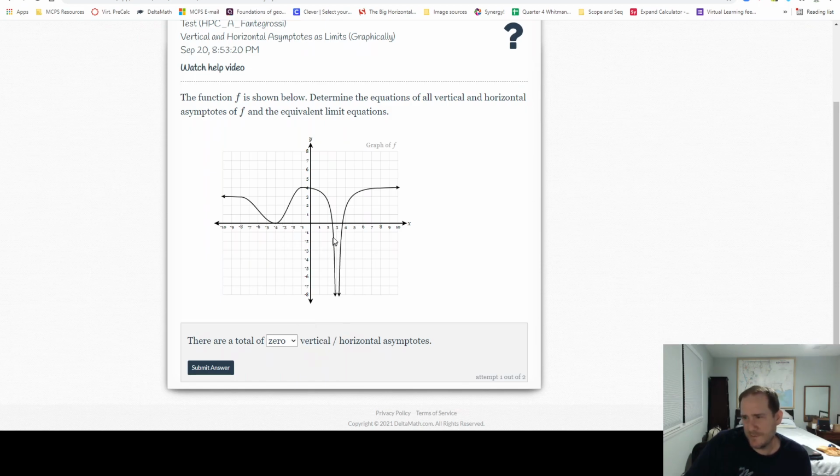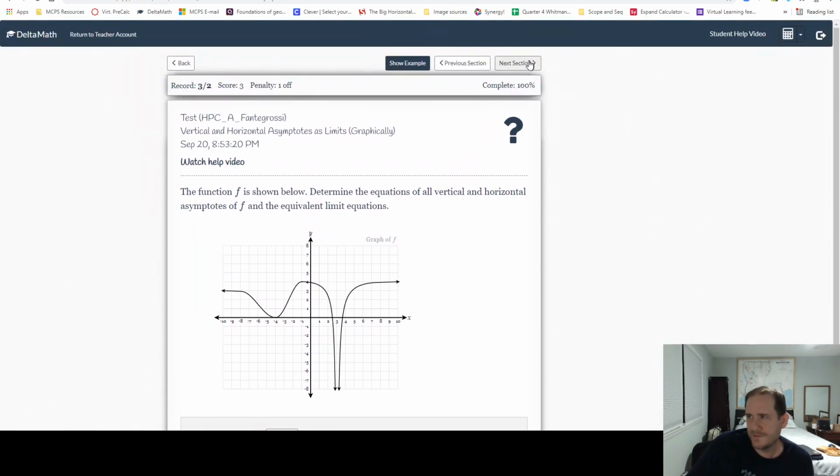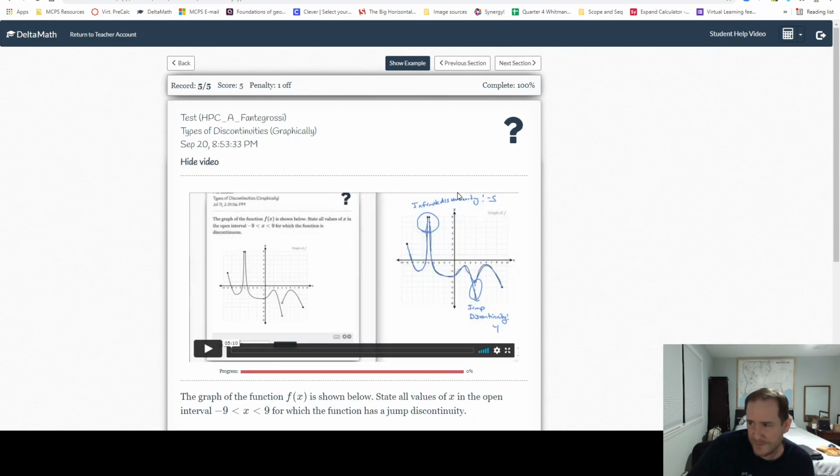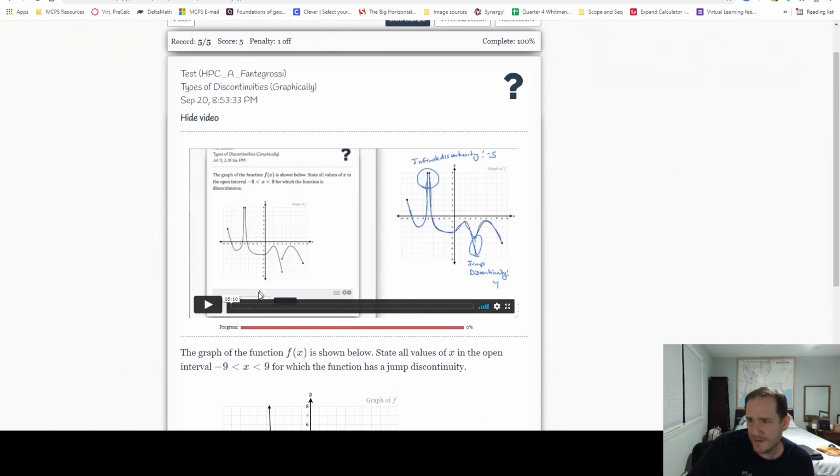This is the same. What do we got? It looks like 2 horizontals and a vertical. I'm not going to do this unless it forces me to. I think I can leave, right? Next section. We're now into types of discontinuities. Good. So we're into a new type. Watch the help video. I assume it'll be different since it's talking about a different thing.